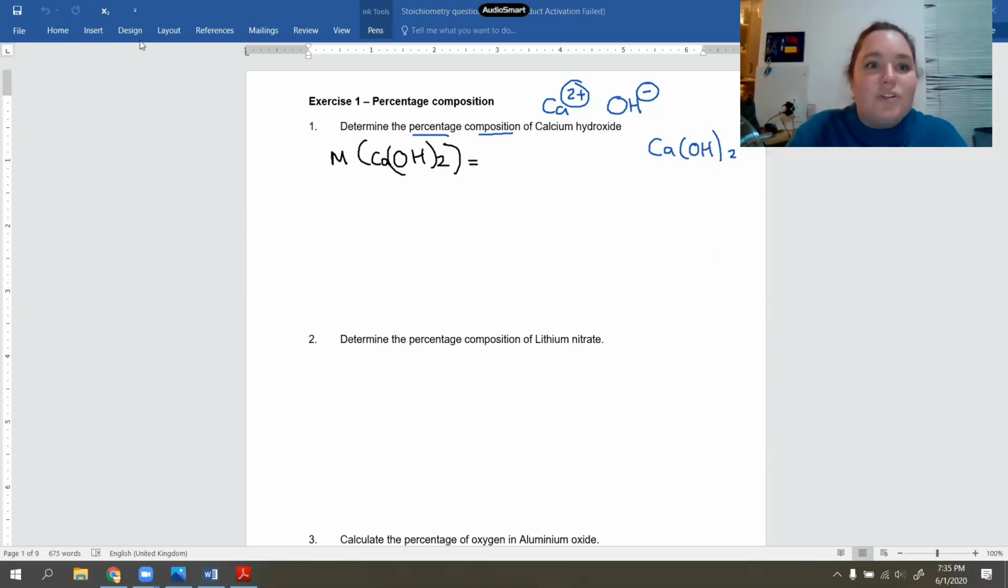There we go. So showing you those numbers that I looked up, calcium was 40. Oxygen was 16, and there are 2 of them. This is calcium hydroxide. So it effectively looks like that. So here I'm going to have 2 times 16 plus 2 hydrogens is 2 times 1.